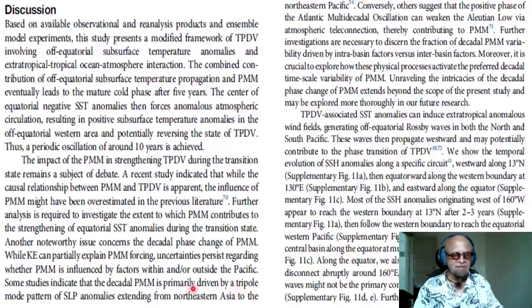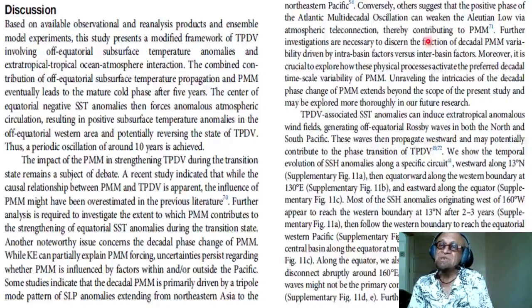Some studies indicate that the decadal PMM is primarily driven by a tripole mode pattern of SLP anomalies extending from northeastern Asia to the northeastern Pacific. Conversely, others suggest that the positive phase of the Atlantic multi-decadal oscillation can weaken the Aleutian low via atmospheric teleconnection, thereby contributing to PMM. So lots of unknowns.